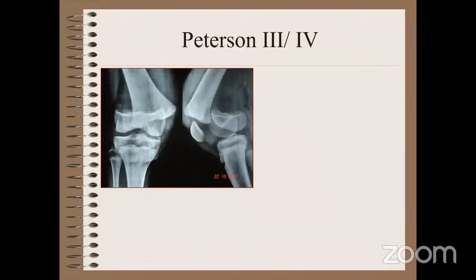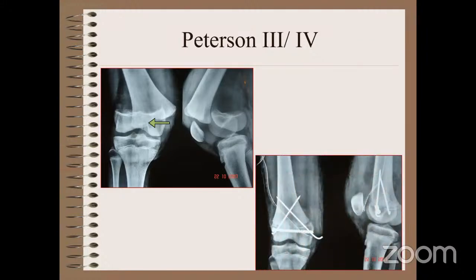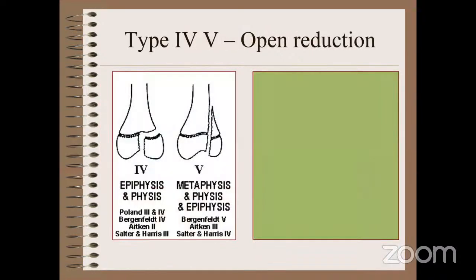Peterson 3 or Salter 4 is where you have to look for intra-articular injury. So subtle injuries like this have to be looked for. And then, as I said, you must have smooth pins across the physis and compression screws across epiphyseal so that the articular congruity is well maintained.